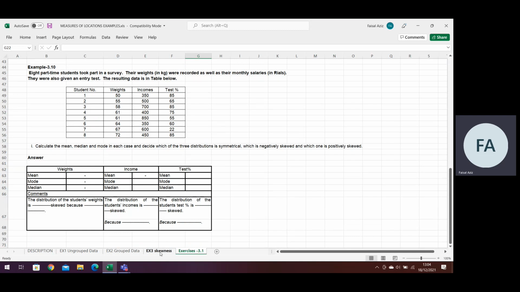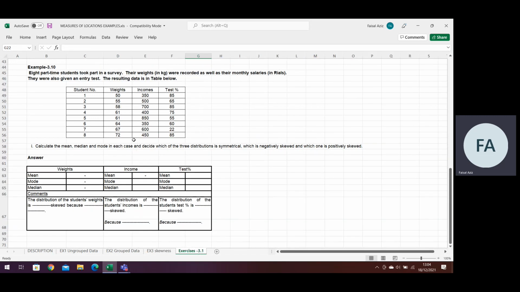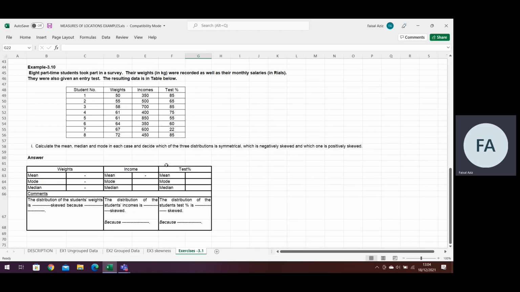In this data, though it looks similar, you might get a different mean, median, and mode in this example. This is just similar to this example, as you can see, 50, 55, 58. It is more or less the same, but there might be some variation. So you can apply similar operations on this data to know whether it is positively skewed, negatively skewed, or there is no skewness in the data.